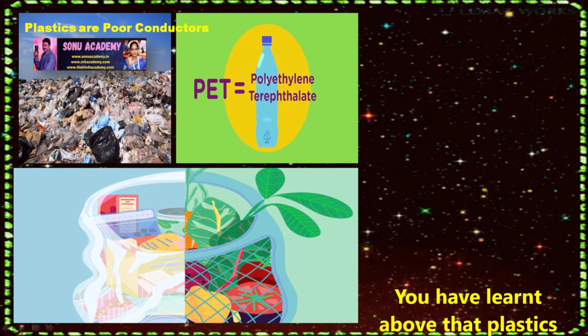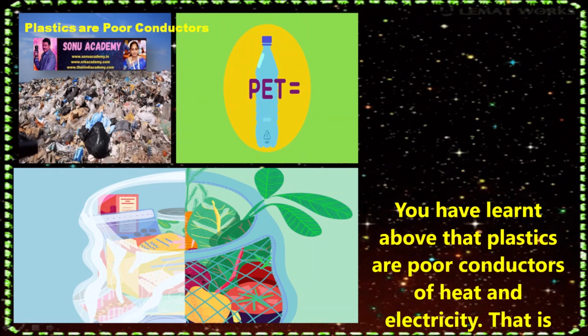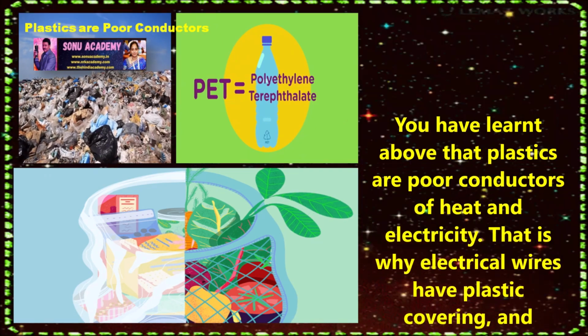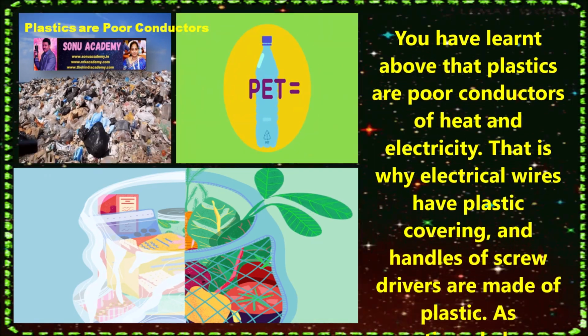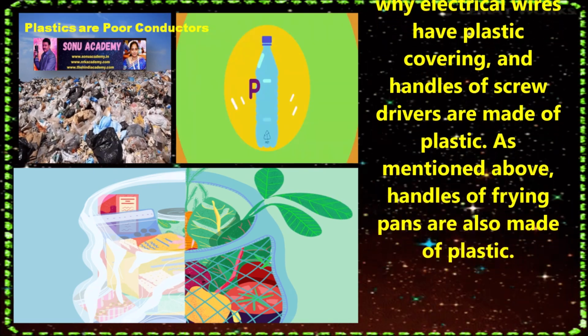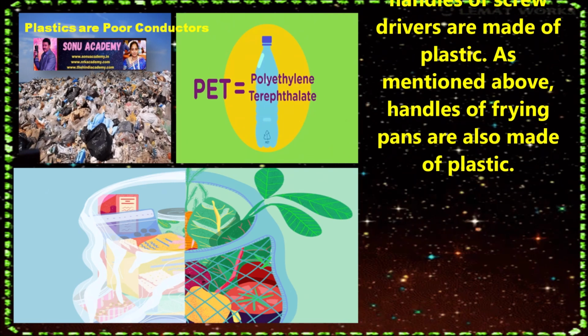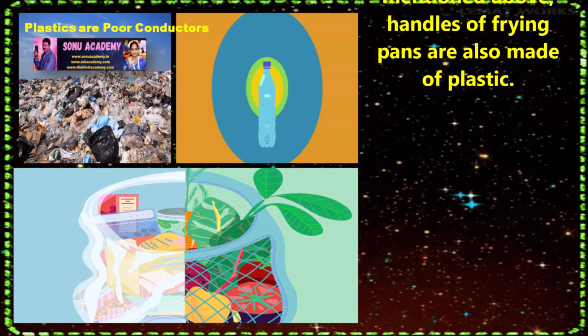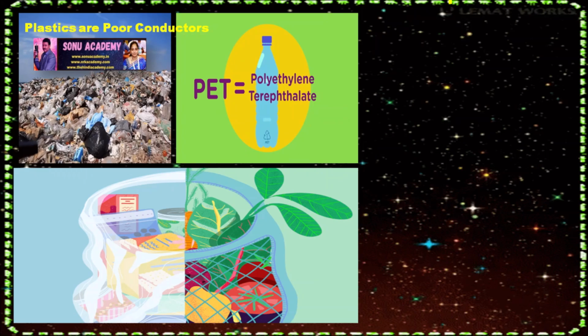Children, you have learnt that plastics are poor conductors of heat and electricity. That is why electrical wires have plastic covering and handles of screwdrivers are made up of plastics. As mentioned above, handles of frying pans are also made up of plastics.